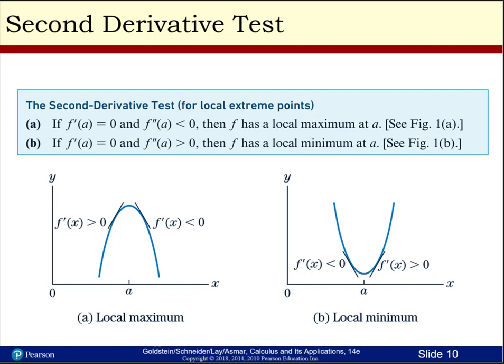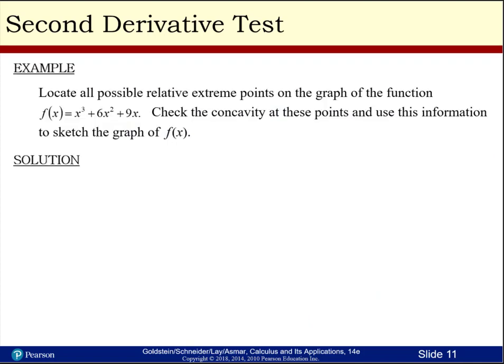So that means if our slope is 0, then if the second derivative tells you that it's negative, then you have a local maximum because it's concave down. And if our slope is 0 and our second derivative is positive, we have concave up, therefore you have a local minimum. So we need to locate all possible relative extreme points on the graph of the function f of x equals x cubed plus 6x squared plus 9x. Then we'll check the concavity at these points and use this information to sketch the graph of f of x.